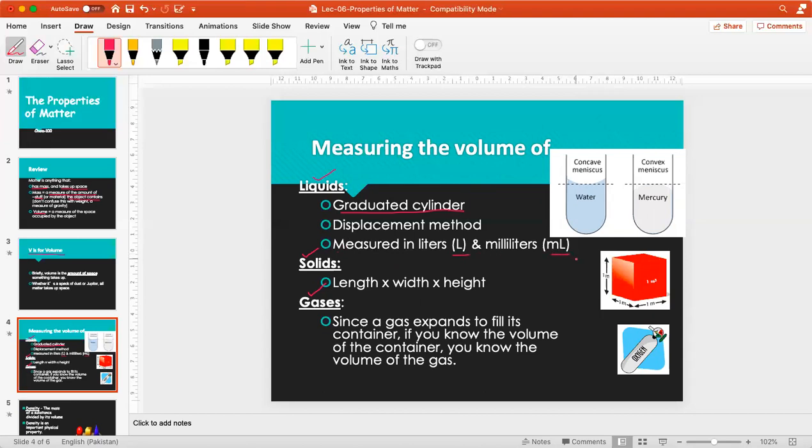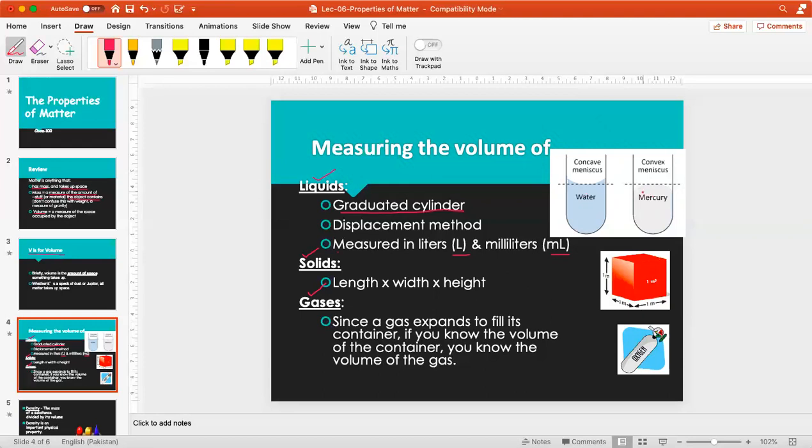Now, one thing you have to be very careful about is how to measure the liquids. For example, if these are the two graduated cylinders in which one is filled with water and the other is filled with mercury. So water is colorless and the color of mercury is silver.